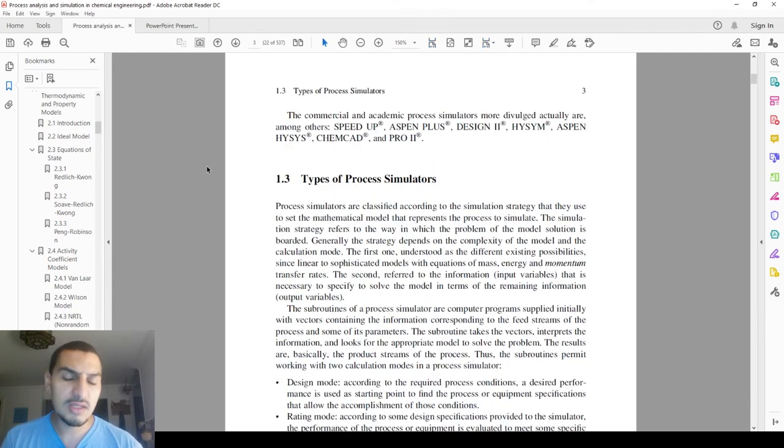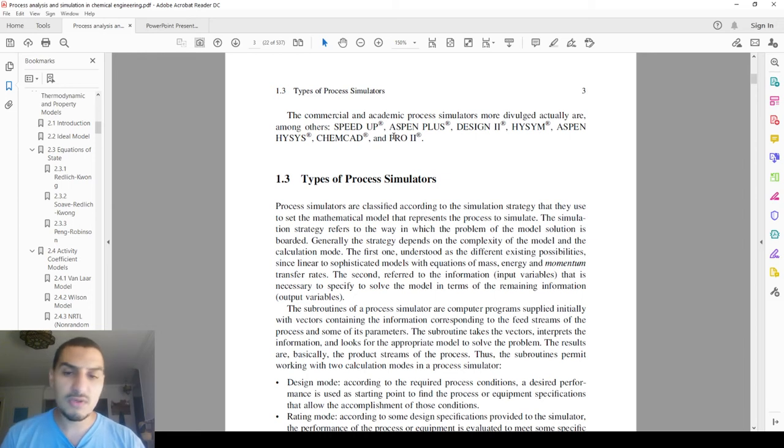There are many types, as we mentioned before. The most famous are Aspen Plus and Aspen HYSYS. There is Pro2, there is ChemCAD, there is SpeedUp. Anyway, these are the commercial software that are used for academic purposes or for research purposes. There are other software that are used by the big licensing companies that are more powerful and have more features that are more suitable for their applications.